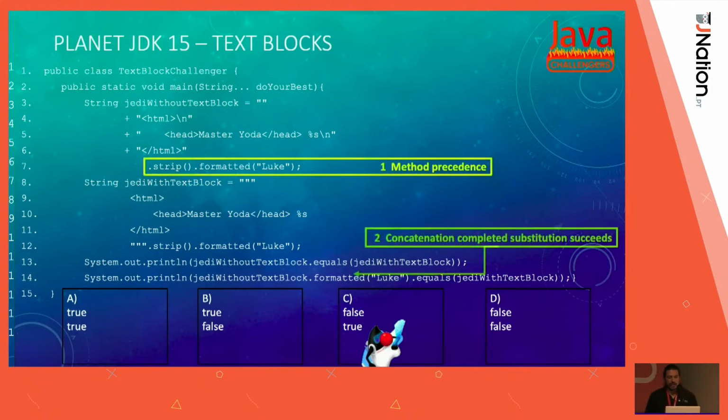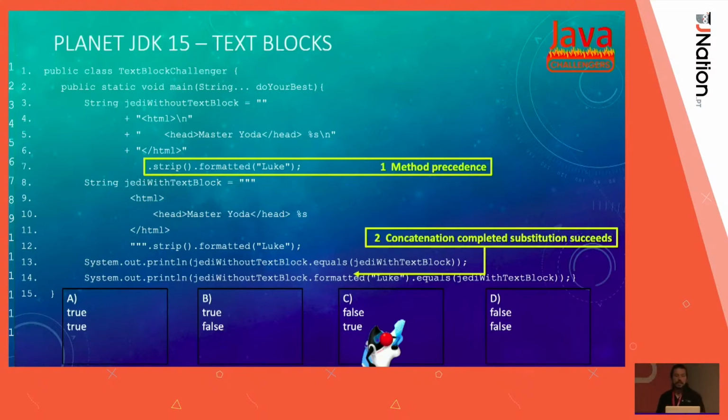Awesome. So there is something here that's very tricky. It's the order of execution in Java. So there is a method precedence here. What happened is that the strip and the formatted method will just consider the last string, because as we can see here, we are creating 4 string objects. Every time we use the plus sign, we are creating a new string in the memory heap. So the JVM will just consider the last string.